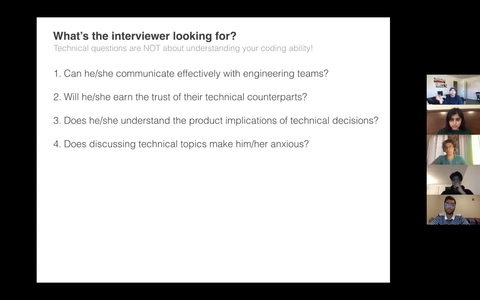Because if you're just the PM who's running around saying, we need to do X, and you have no rationale for it, or we need to do Y, and you have a reason, but it's like, because I say so, that type of PM will lose a lot of credibility very quickly.